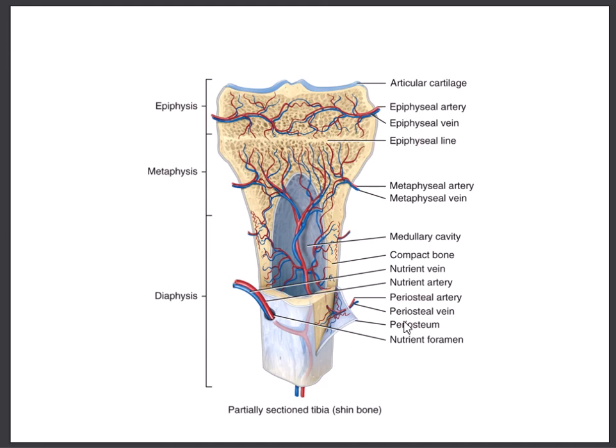This is a picture from the Tortora textbook. Same type of thing, right? You can see the nutrient artery here. Here's a good nutrient foramen. They do a good picture with that one. And then here's going to be your metaphysis. So these are the metaphyseal arteries. Okay, and here's your periosteal arteries and veins out over here.